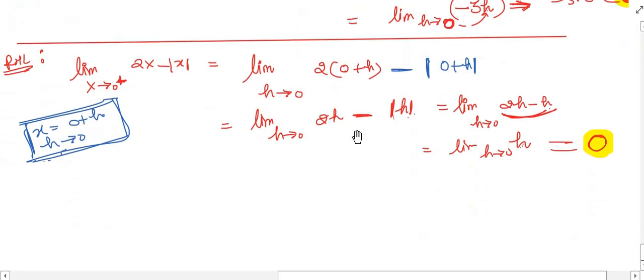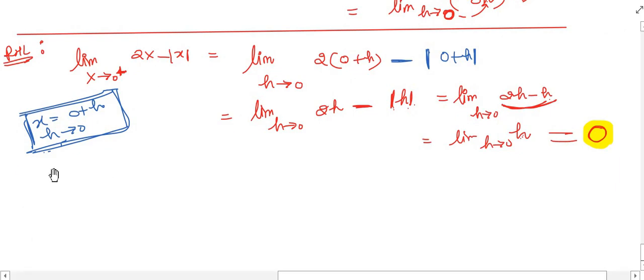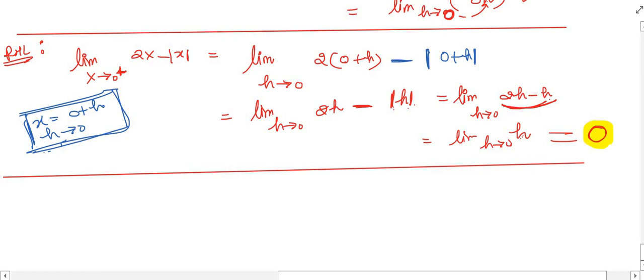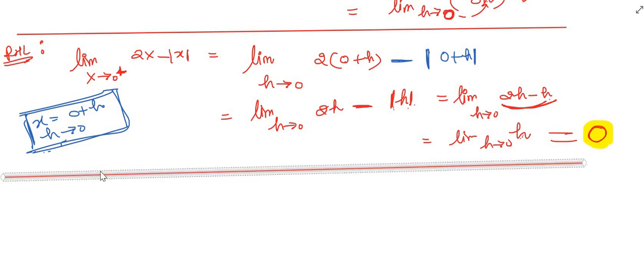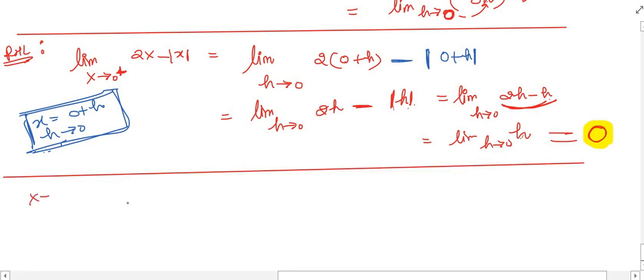Now we will do the function value at x equal to 0. So f(0) will be what? It was 2x minus mod of x. We need to put 0: 2 into 0 minus mod of 0. We need to put x equal to 0.